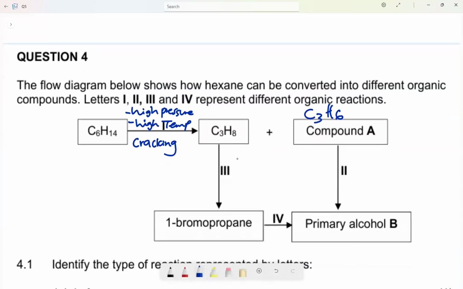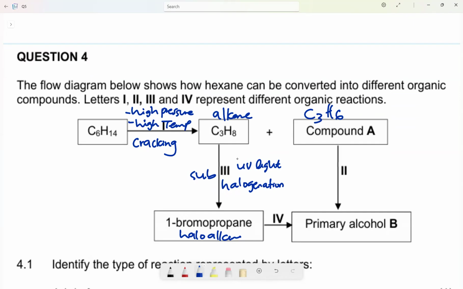Then here I have an alkane that moves to 1-bromopropane. This is a haloalkane. So from an alkane to a haloalkane, what is it? It is a substitution reaction, all right? What kind of substitution reaction? Hydrogenation. Not hydrogenation, sorry, halogenation. It is a substitution reaction. This halogenation requires UV light. Or you can just say heat, but UV light, okay?